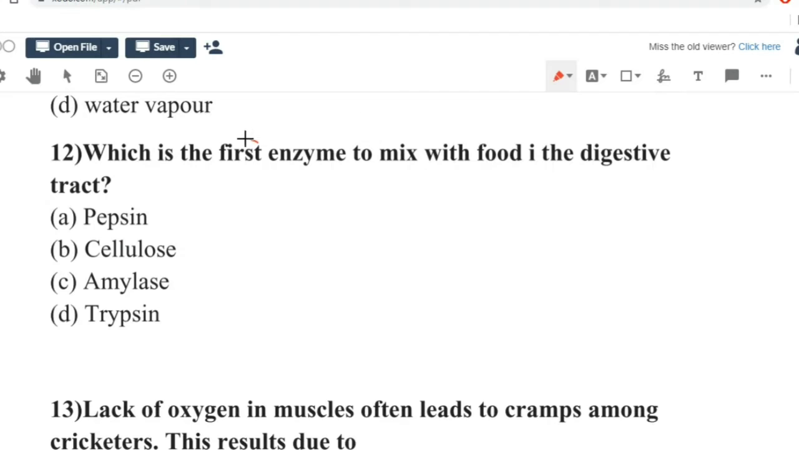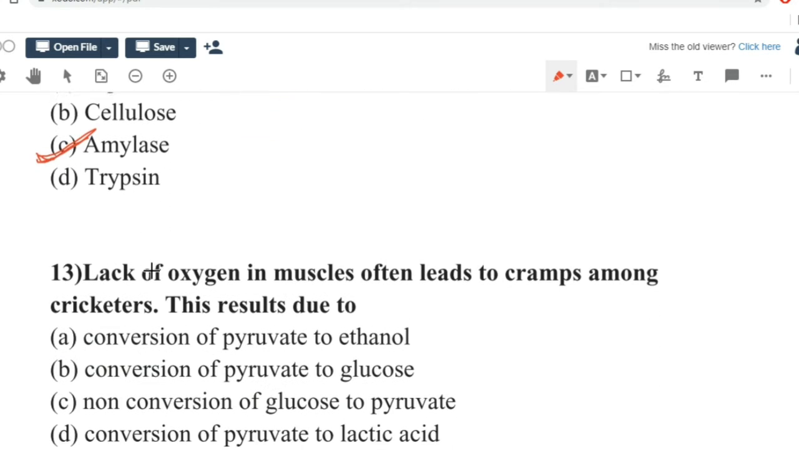Which is the first enzyme to mix with food in the digestive tract? So in the digestive tract, the first process is mechanical digestion, which takes place in the mouth, and the first enzyme is amylase, that is the salivary amylase, which is present in the mouth. Okay, so it starts from mouth. The digestion process starts from mouth, so the answer is amylase.